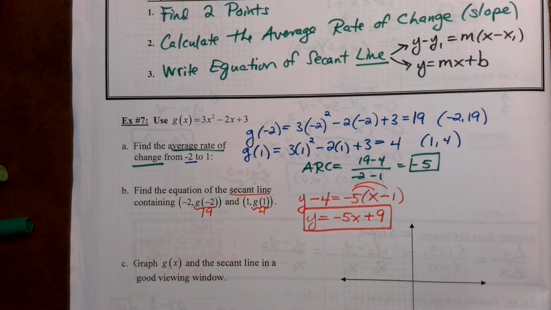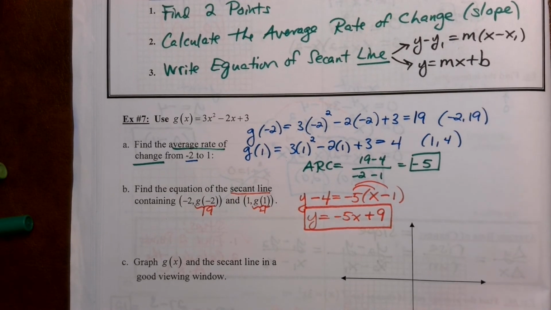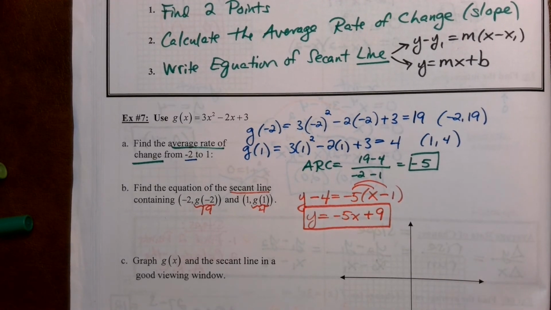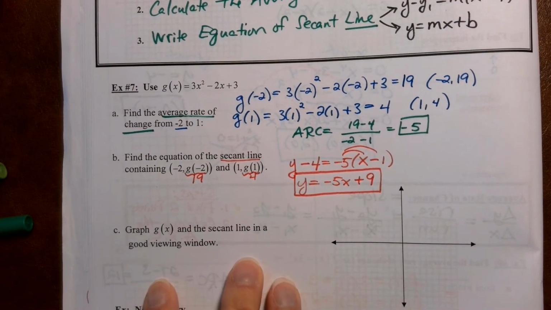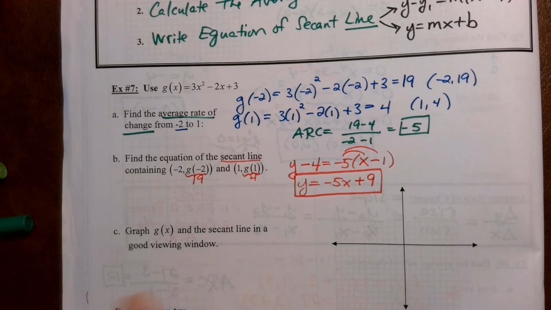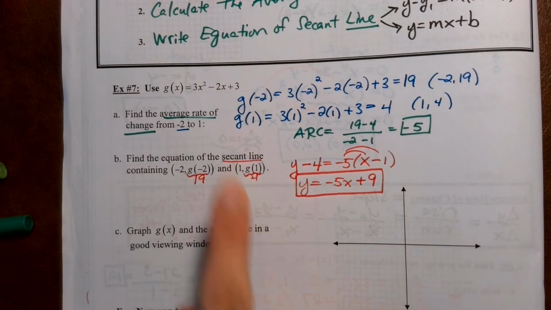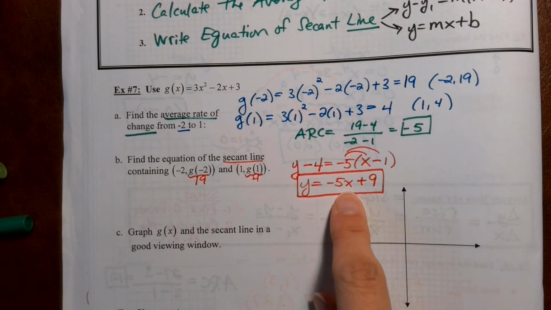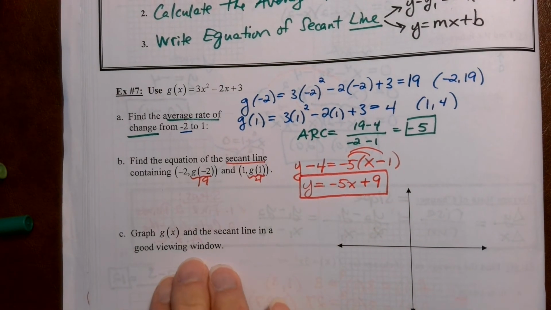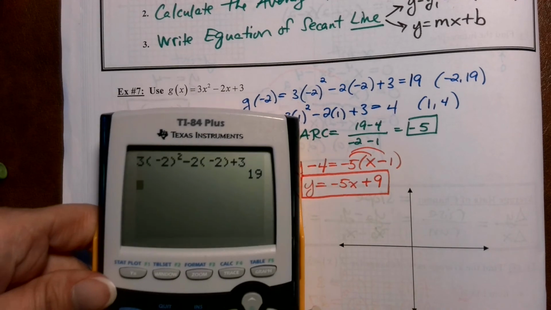Okay. Now, there is a way to check all of this with our graphing calculator. So what I want us to do is open up that app and play along here. We're going to graph g of x, which is a parabola, and this secant line right here. And we have to get a good viewing window. So let's go to our calculators.